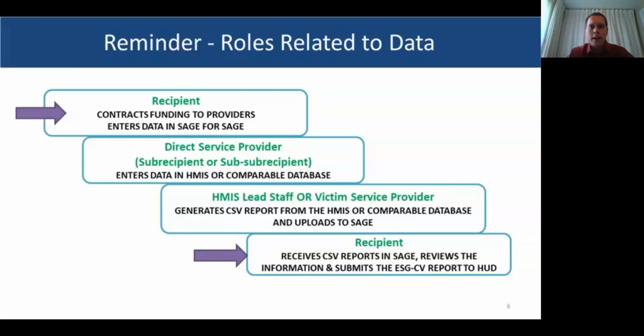Michelle, it looks like you are adding a comment, but you are on mute still. Sorry. If I could say that a different way too, a victim service provider is going to enter their data into their comparable database. From their comparable database, they're going to generate that CSV output, the report, and that report is going to get uploaded to Sage. So you don't touch the HMIS still, but you're going to have to do both direct data entry into your comparable database and then output into Sage.